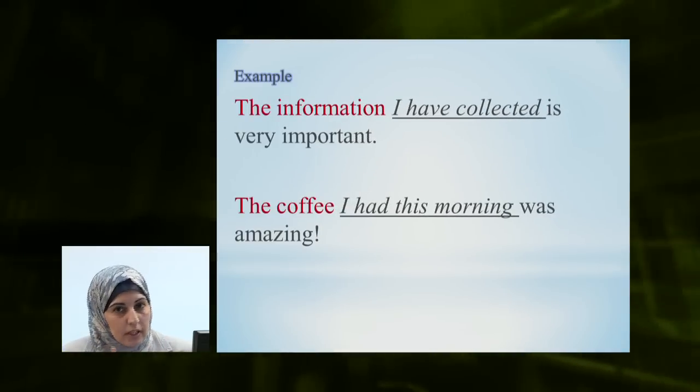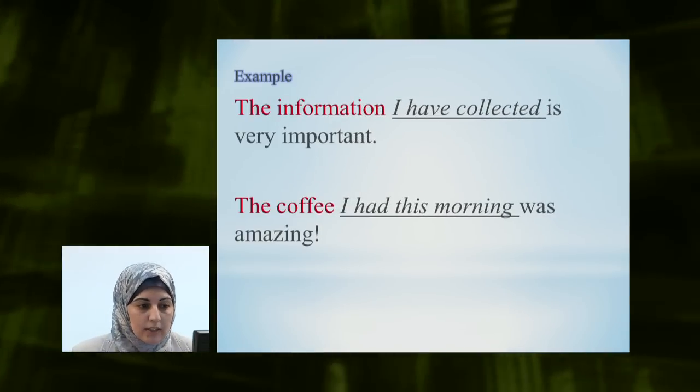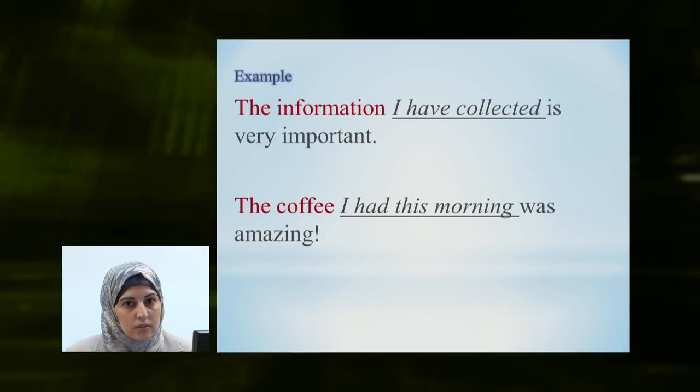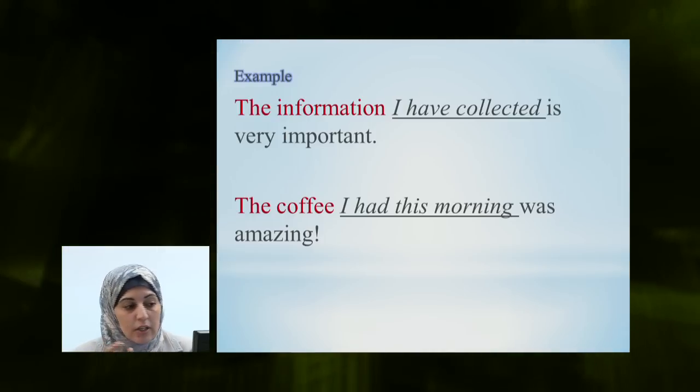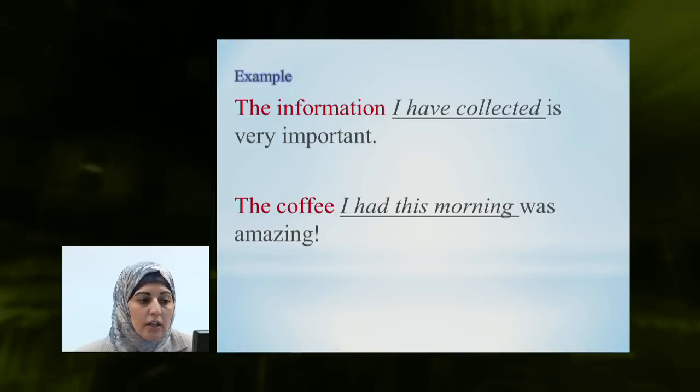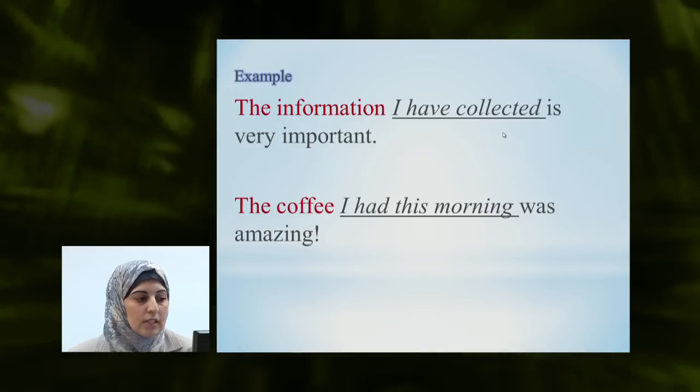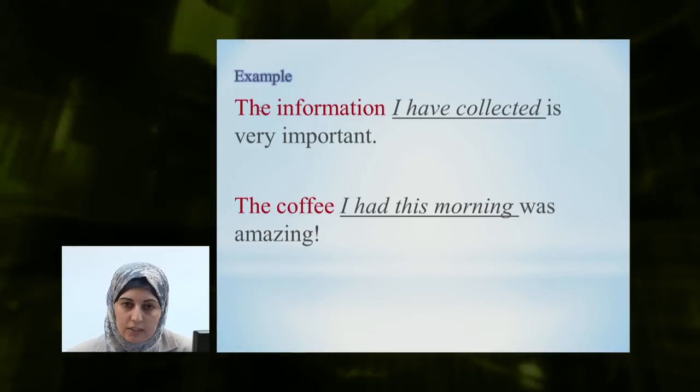But notice, when we are talking about specific uncountable nouns, you have to use the article the. For example, the information I have collected is very important. I am specifically talking about the information that I have collected. So in this case, I need the definite article the.